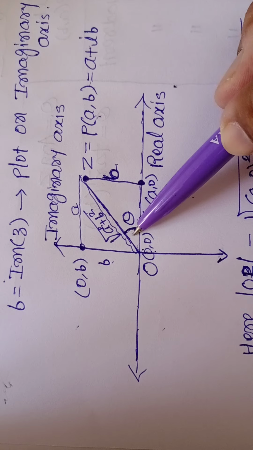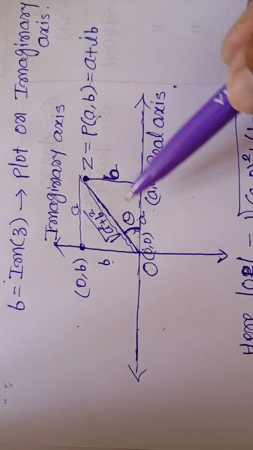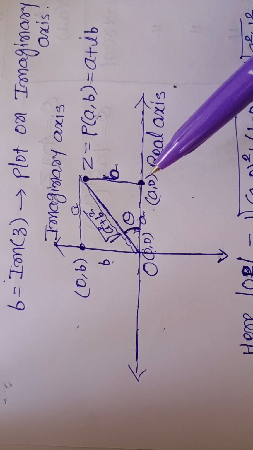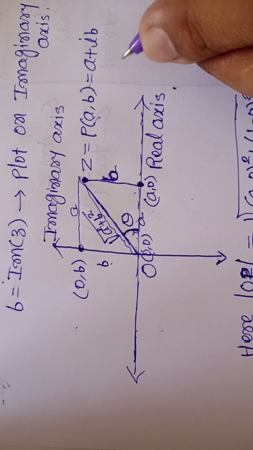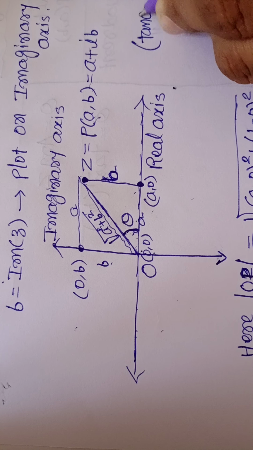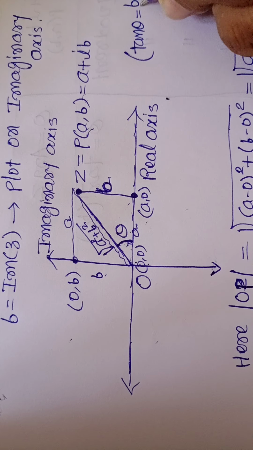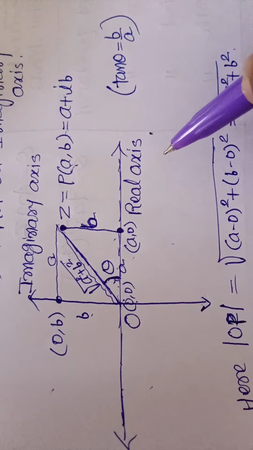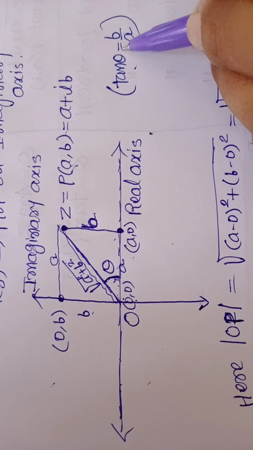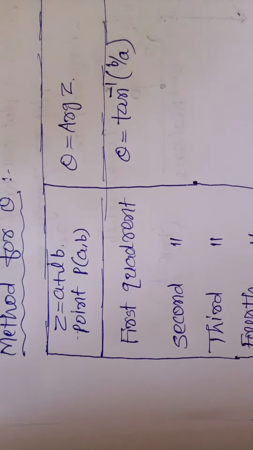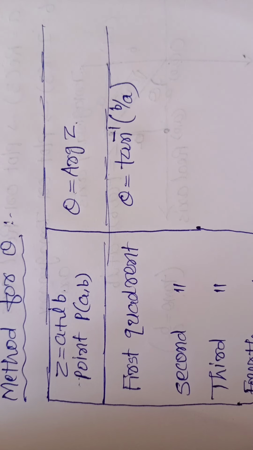What is tan theta? You can say that tan theta is b by a. See here from the figure we may realize that tan theta is obviously b by a. And that is why theta is tan inverse b by a. So that I just write here. You have to remember that.